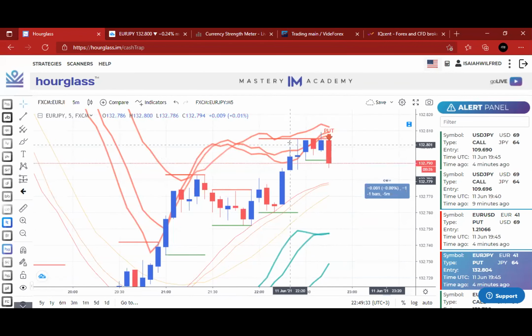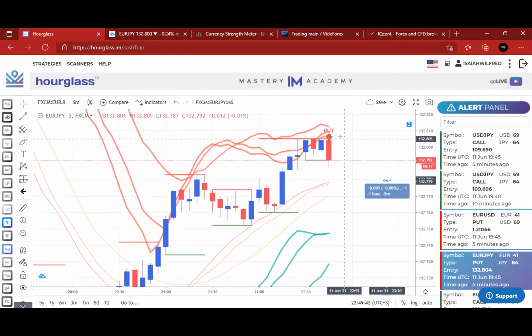TradingView, we just use it to do what? To give the exact entries, the precise numbers, right? If it was on Hourglass, our entry will be what? Our entry will be showing what? 805.